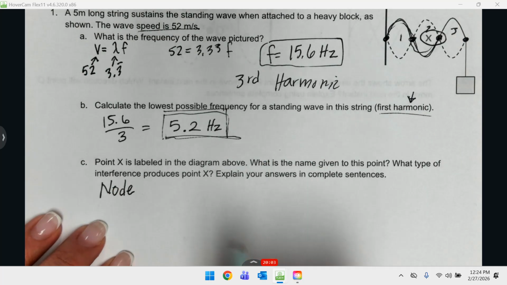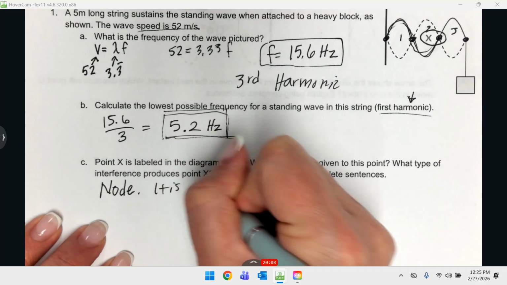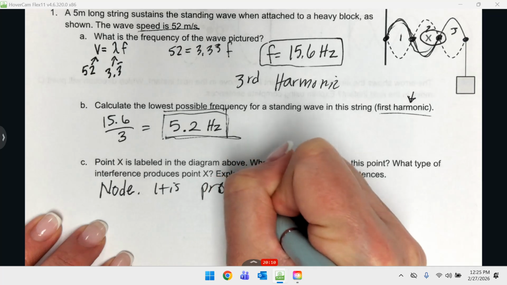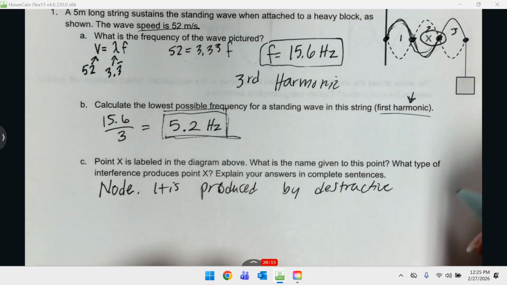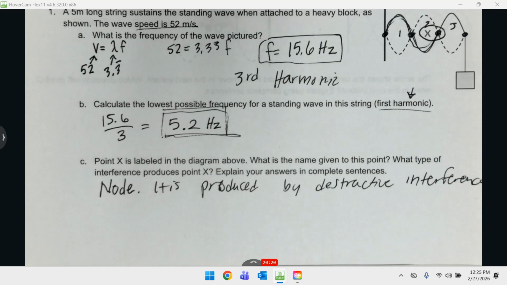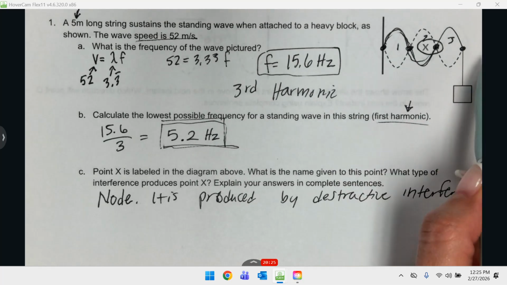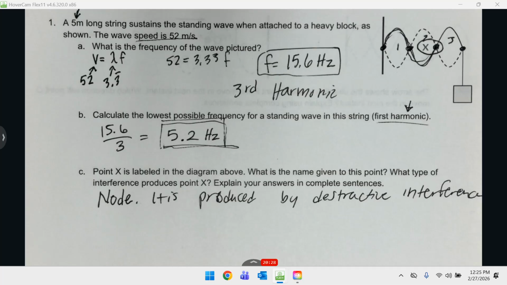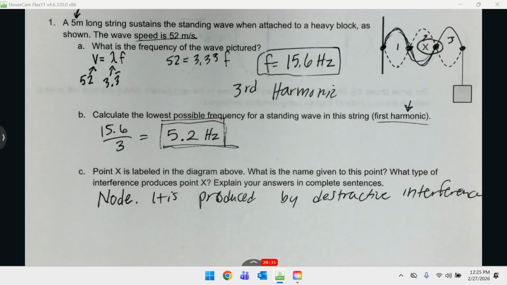What type of interference produces it? It is produced by destructive interference. Again, when we're looking at standing waves, this standing wave is the result of a wave and its reflection interfering with each other. There are portions of the wave that move a lot, where you see these crests and these troughs. Those portions have a different name. They're called antinodes, and they are produced by constructive interference.